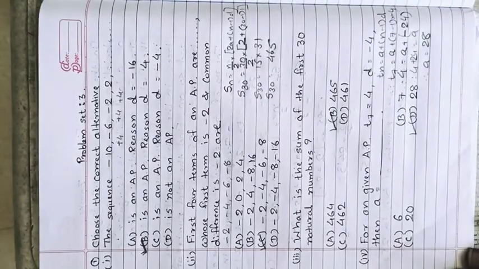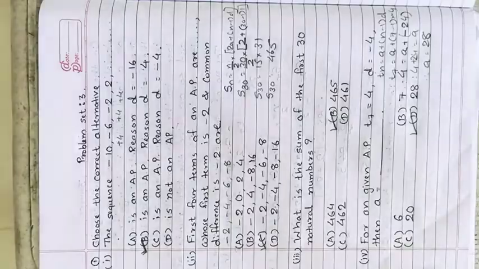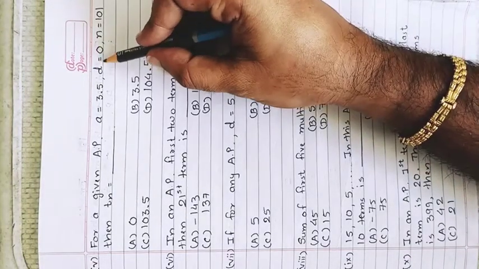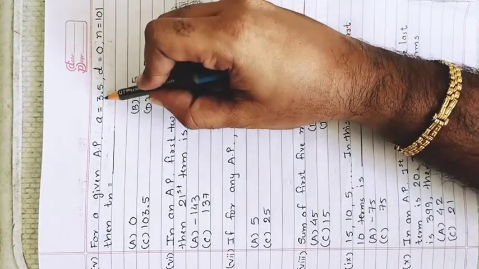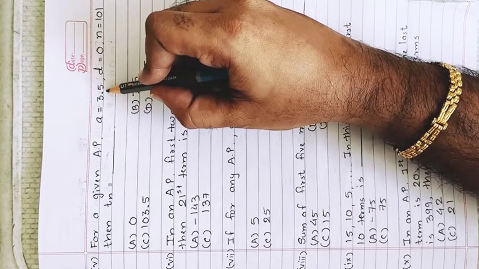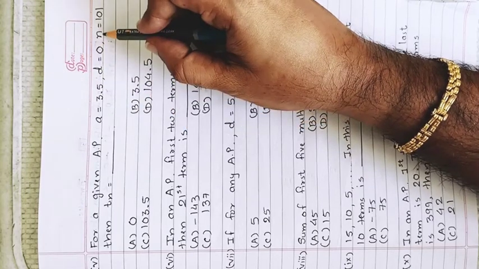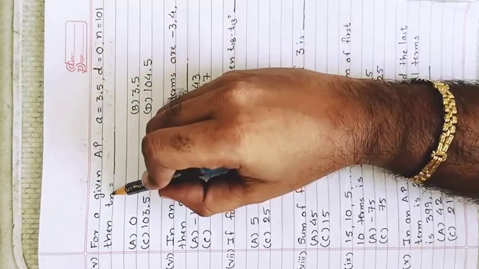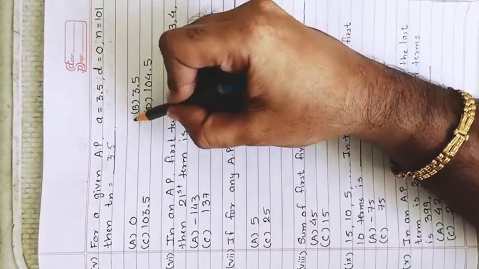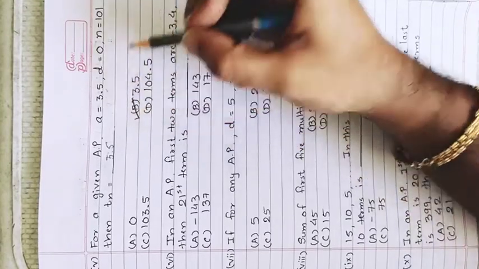Hope you understood the first 4 MCQs. Now the fifth MCQ. For a given AP, A equals 3.5, the difference is 0 and n is 101. We know that whenever the difference is 0, all terms will be the same. The first term is 3.5, the second term will be 3.5, the third term will be 3.5. All terms will be 3.5 only. So the 101st term will also be 3.5. The answer is B.